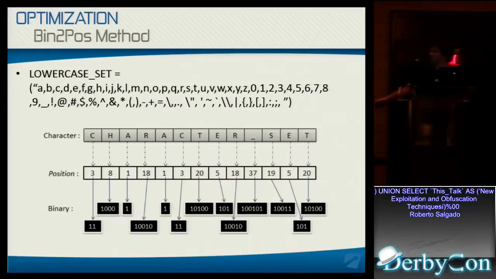And then say for A, in this case, A is in the first position. So 1 in binary is just 1. So we just need 1 request really to get the character A. And there's no other method that can retrieve a character in just 1 request without doing some fancy tricks and stuff, which is kind of cheating.